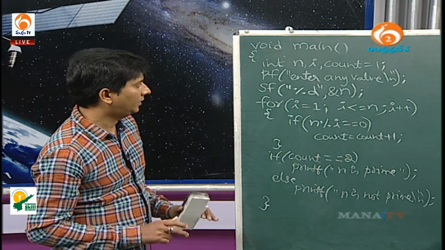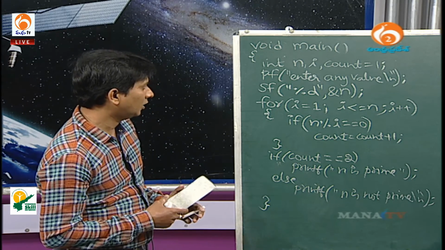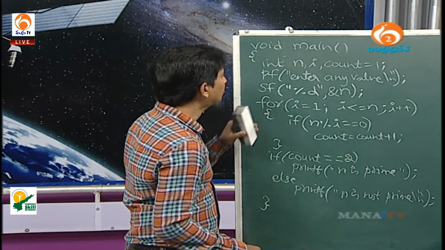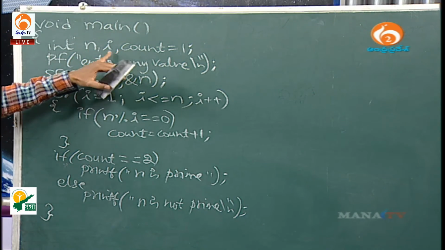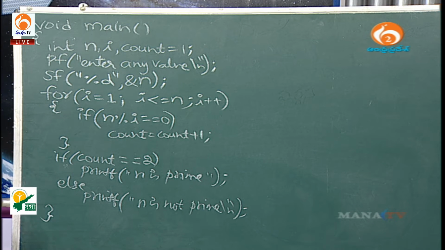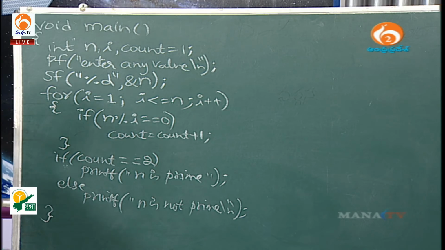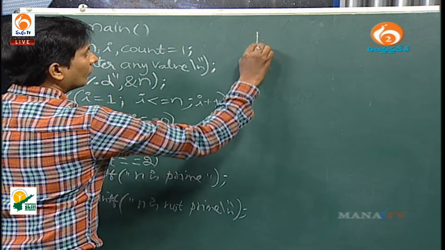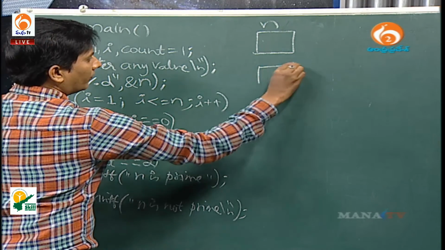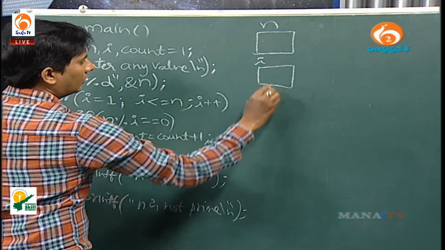Okay. Now we will see if there are any errors in this program, we will trace this program. First, here count, i, n are variables of type integer. Okay. These 3 variables are created somewhere in the memory: n, i, count.